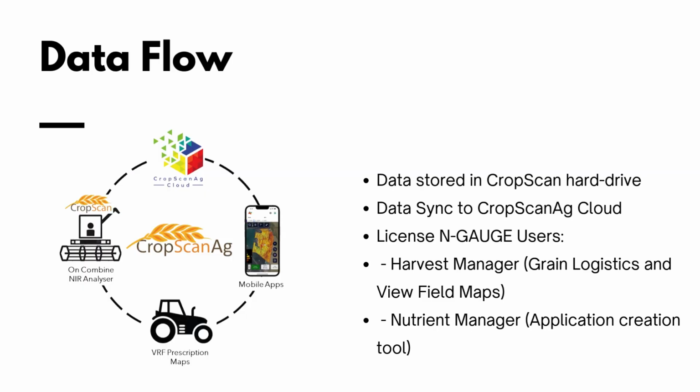The raw data generated by the CropScan is stored on the internal hard drive. Data is then synced to the CropScan Ag cloud servers every time the grain tank is unloaded and the auger is extended and retracted back in. Data is also synced to the cloud when the rotor is disengaged and the CropScan goes into the non-active mode.